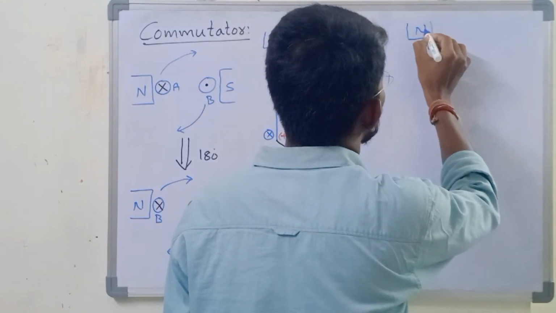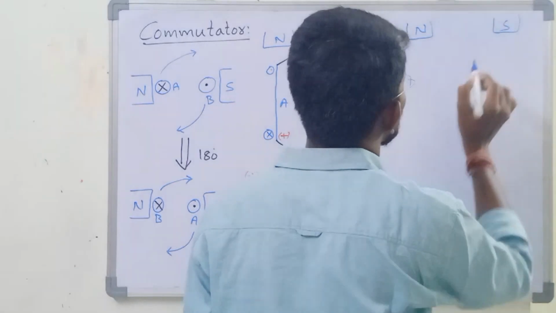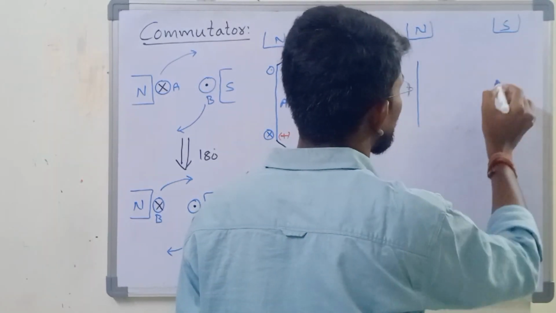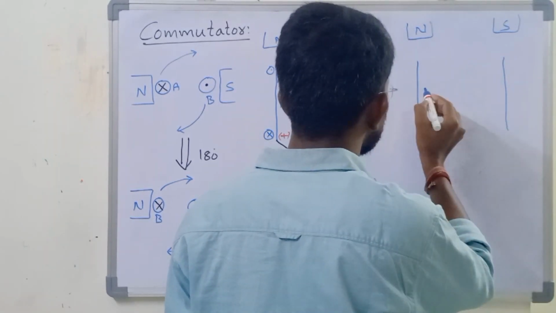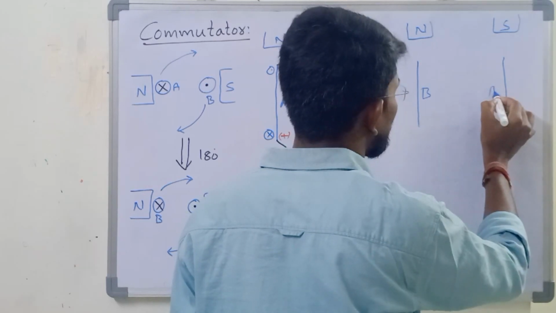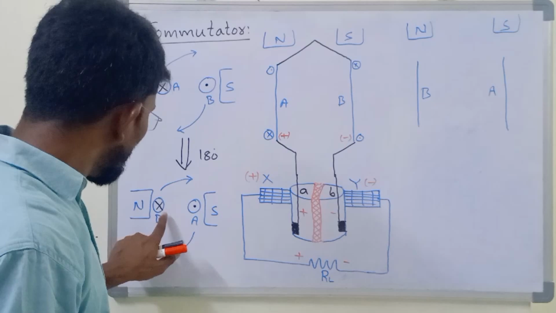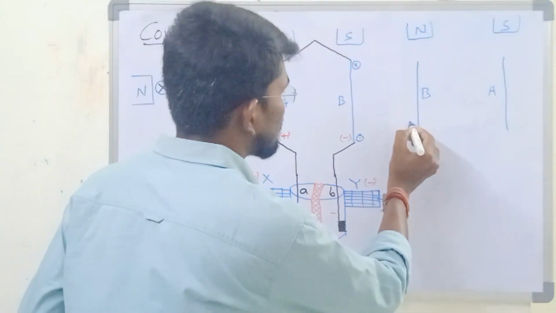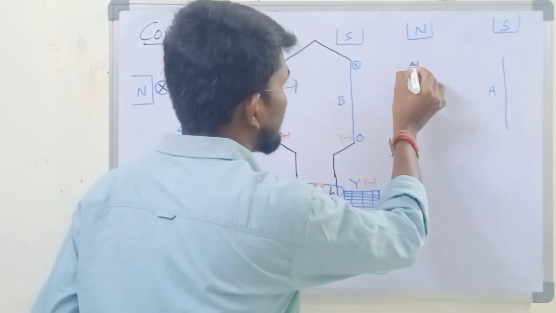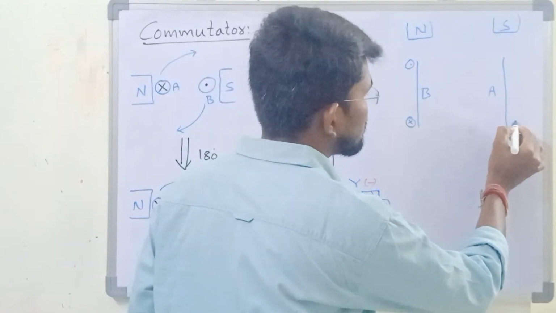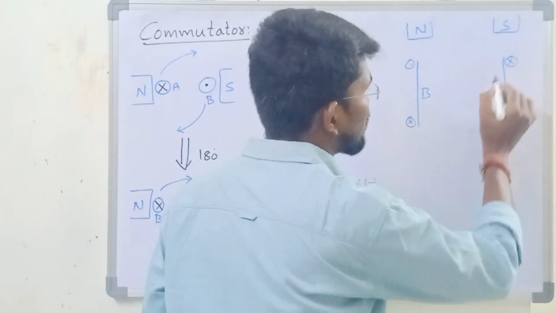And I am taking north pole, south pole, I am taking again the full length of the conductor. Now this is conductor B and this is conductor A. Now conductor B under the north pole is having cross polarity. I am taking the cross polarity here, and the back end will be dot polarity, and the front end is dot polarity here, and the back end will be cross polarity here.